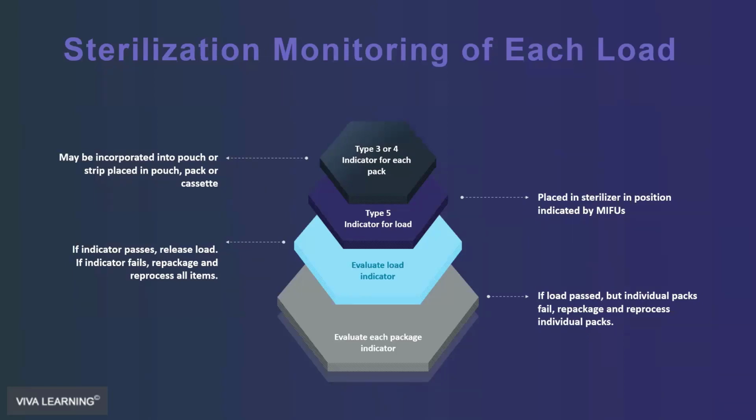So again, I'm just going to go through this again. The first layer is incorporating either the indicator into the pouch or putting a strip in a cassette or a pouch. Then we put a type 5 integrating indicator in the load, and then we evaluate those indicators when we take items out. First one would be the load, the type 5. If it passed, release the instruments once they have been examined to make sure their indicators have passed.